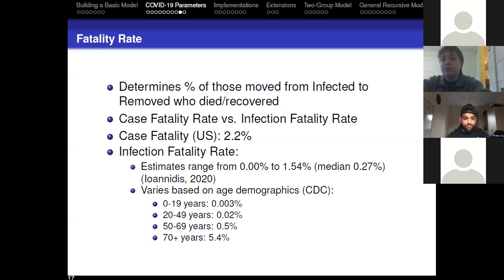And this varies a lot based on age demographics, according to the CDC. So for 0 to 19 years, there's around 0.003% infection fatality rate. From 20 to 49 years, there's around a 0.02% infection fatality rate. 50 to 69 years, there's around a 0.5% infection fatality rate. And for 70 and up, it's around 5.4%. And so this can be helpful if we want to later modify our SIR model to separate it into categories.